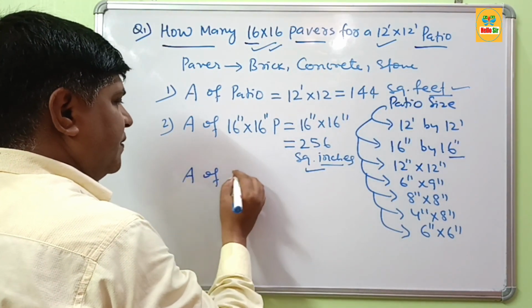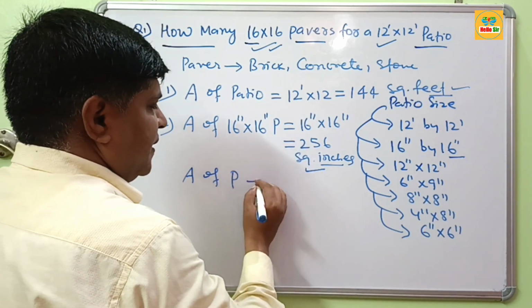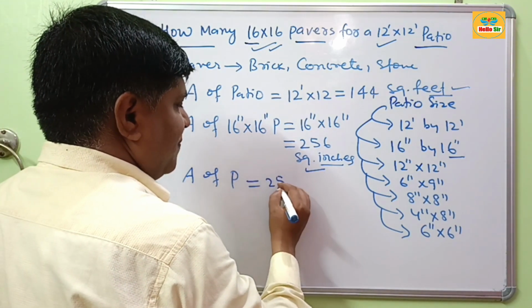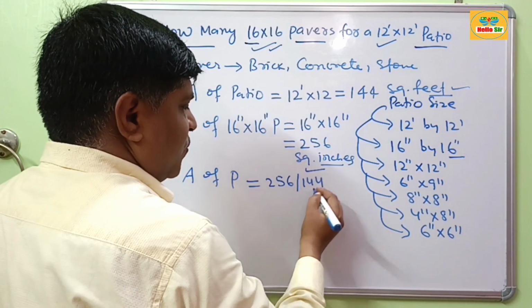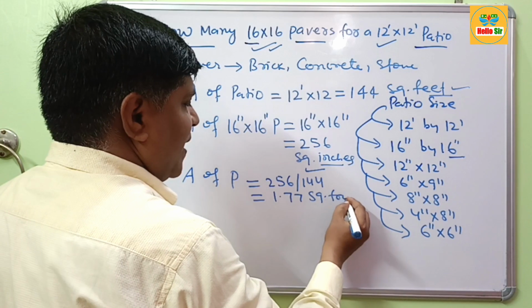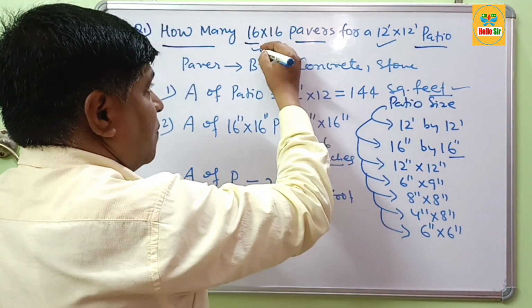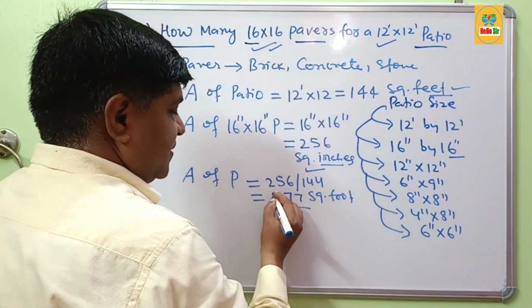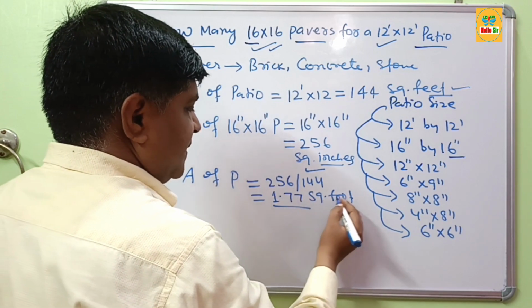Now the area of the paver block in square feet: 256 divided by 144. This comes to about 1.77 square feet. And what is the area of one paver block of 16 inches by 16 inches? This comes to about 1.77 square feet.